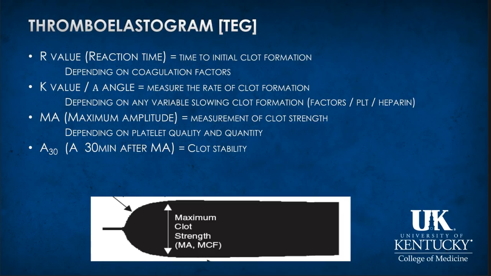The K value, or the alpha angle, tells you about the expediency, the speed of the clot development, and how well the coagulation factors, fibrinogen, and platelets interact with each other. The maximum amplitude is a measurement of clot strength. So therefore it gives you information about the platelet quantity and quality and the strength of your fibrin clot. And if you review the maximum amplitude after 30 minutes, it tells you how mechanically durable the clot is which has been formed.